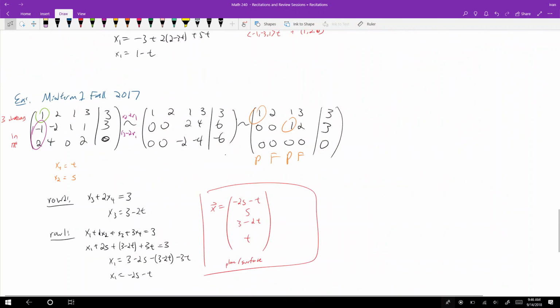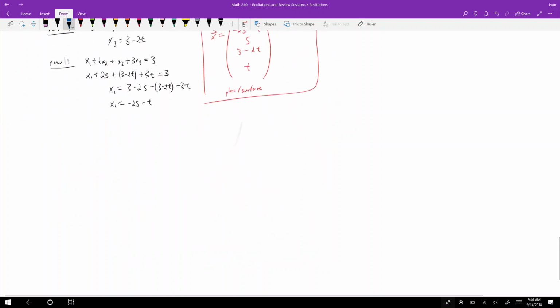Okay. Any questions? One last thing I want to touch on. Okay. Let's jump to inverses.